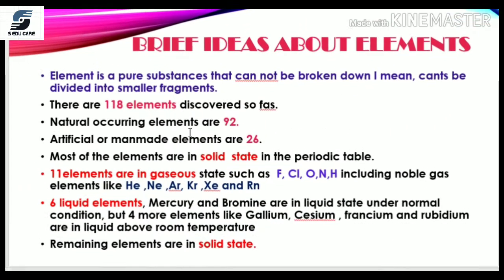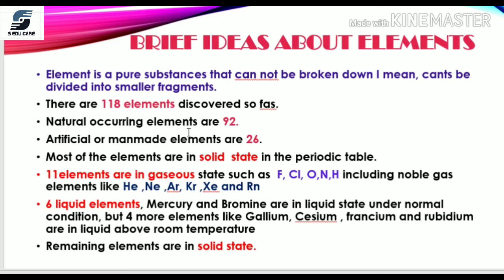Right, so now let us have a quick recap of these elements. Briefly I will explain elements, then we will move to the shortcut tricks. Students, an element is basically a pure substance that cannot be divided into smaller fragments. So far 118 elements have been discovered. Naturally occurring elements are 92, and artificial, man-made elements are 26.